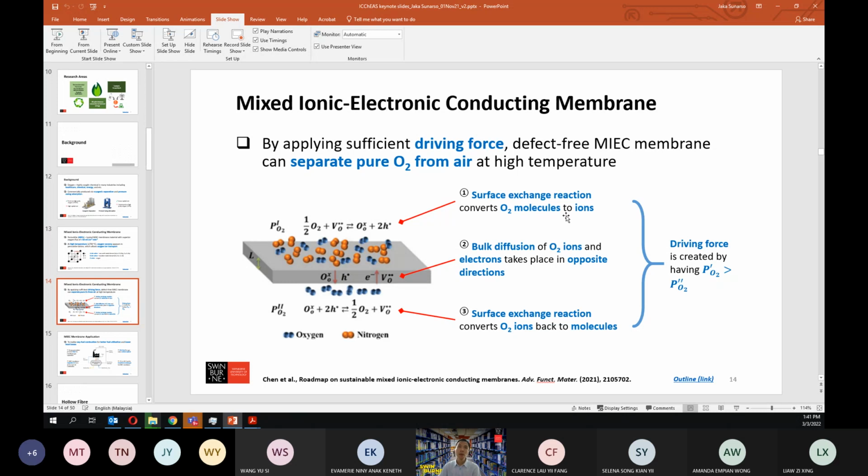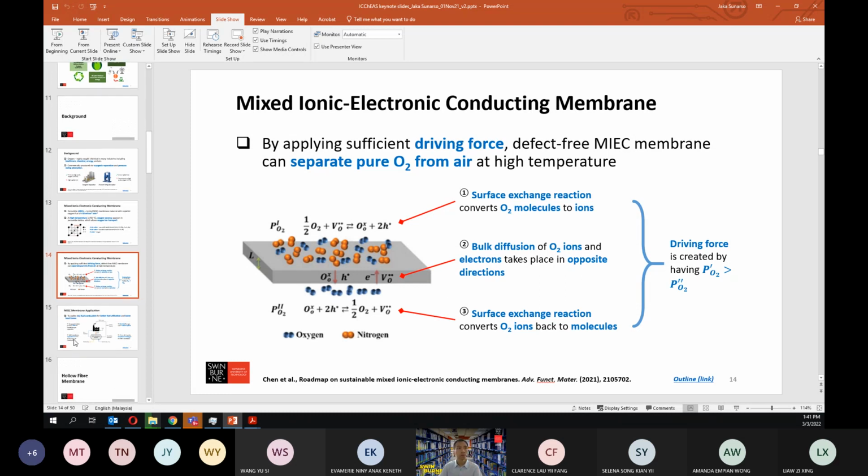You have three processes: the surface exchange reaction, the bulk diffusion, and then another surface exchange reaction. The driving force is created by having a different partial pressure of oxygen from one side to the other. Every diffusion has to have a driving force. If there is no driving force, it is impossible to have transport.